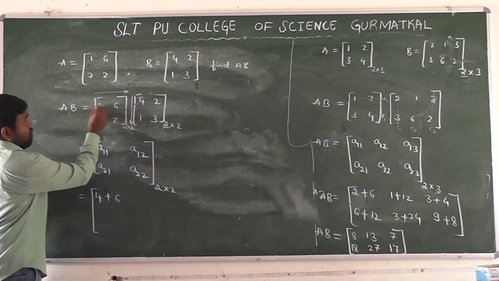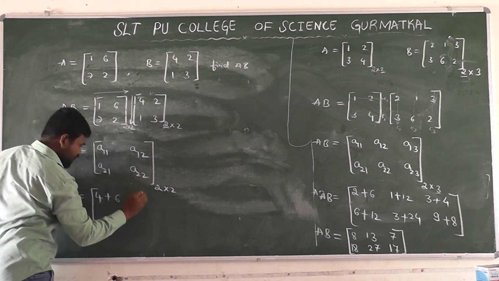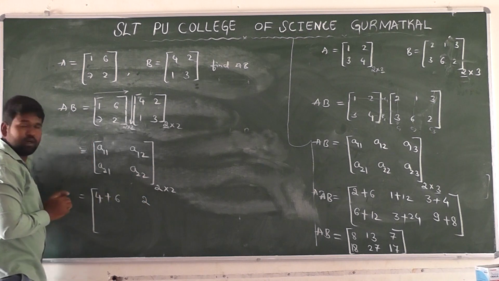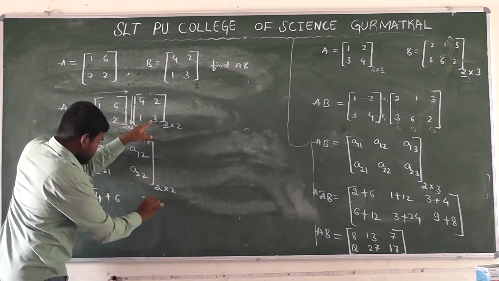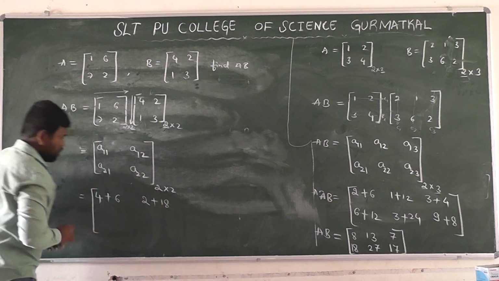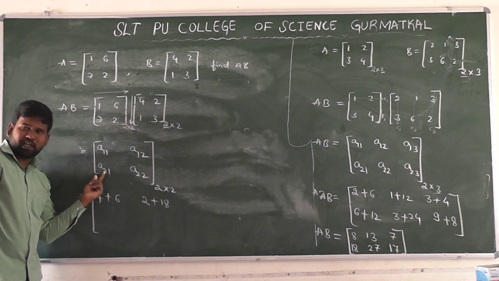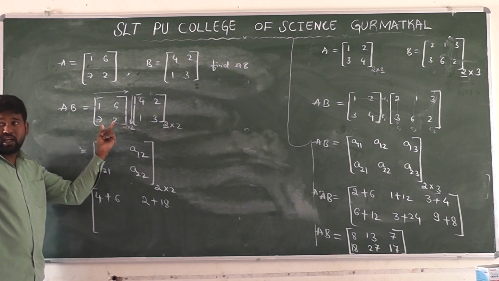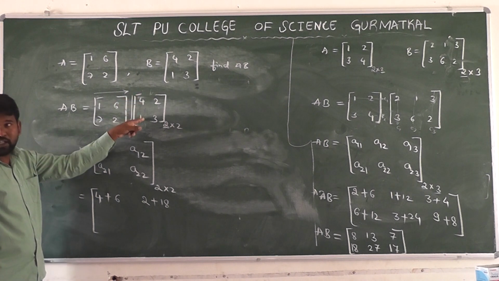Right? Then multiplying the corresponding elements, 1 2s are 2. Next, here plus, here also plus, 8. 6 3s are 18. It's over. Next, what does this mean? Second row of the matrix A into first column of the matrix B.